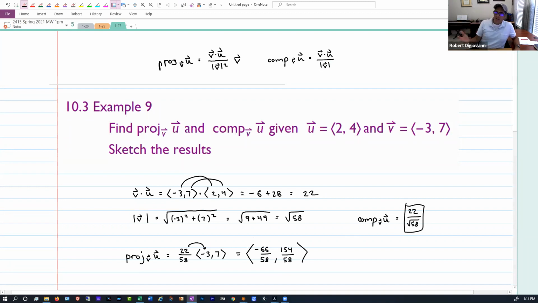Okay, is that pretty straightforward? Just got to make sure you have the formula. By the way, if I would have accidentally on the top done u dot v instead of v dot u, would it have changed things? No, dot product is commutative. You can always flip it. Now, you don't want to get in the habit of just making that mistake, but it wouldn't have caused any problems.